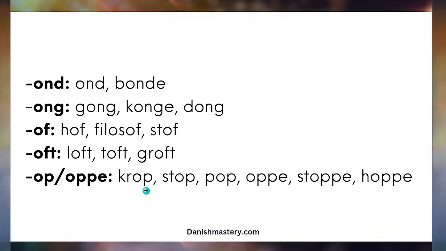And the last one on this slide is up. Uppe. Like krop, stop, pop, oppe, stoppe, hoppe. Let's do it again. Krop, stop, pop, oppe, stoppe, hoppe. Yeah, the P is not so pronounced. It almost sounds like a B, right? Like oppe, stoppe, hoppe. But it is what it is, alright? So that's how you say it.